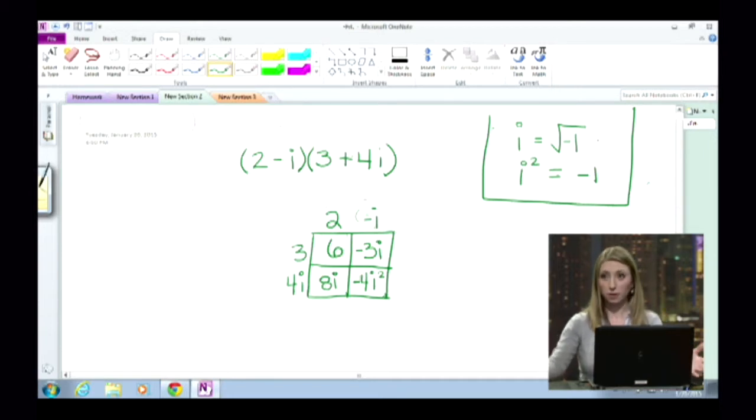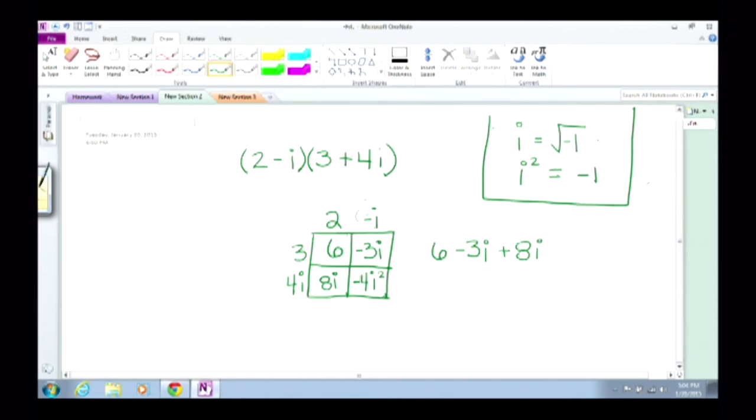At this point, we need to combine all of our like terms. So we have 6 plus -3i, then I have plus 8i, and then I have -4i squared. Now, the -3i and the 8i, those are like terms because they have the same ending. So we're going to put those together to give us 5i, 8 and -3. And then the last thing that we need to pay attention to is the fact that this i squared equals -1.